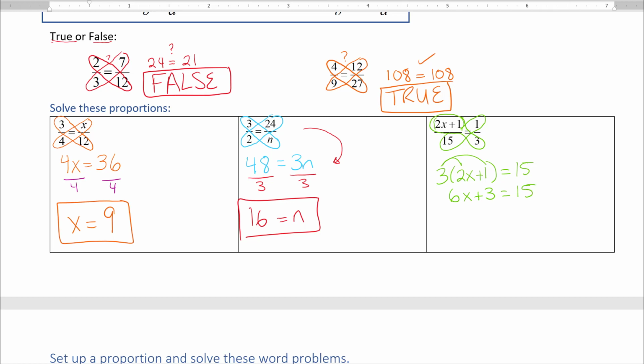And now I have a much easier problem to solve. To get x all by itself, I'm first going to subtract 3 from both sides. That leaves me with 6x on the left and 12 on the right. Now I'm going to come in and divide both sides by 6, and my solution is x equals 12 divided by 6, which is 2. Again, I can check that if I want, but it is an optional check, so I'm going to leave that check to you.